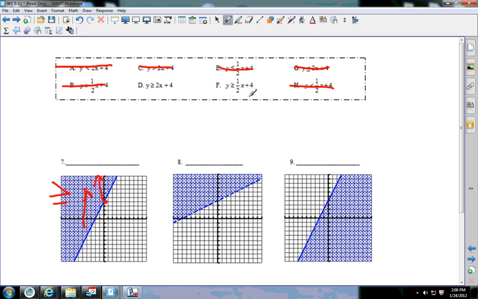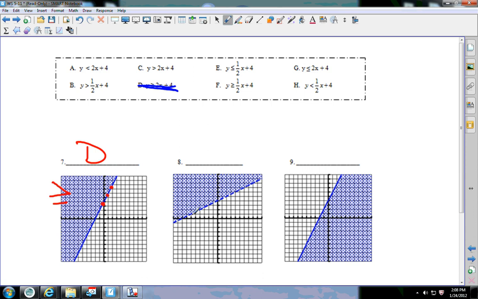Now I have the option between a 2x and a 1/2 x. Well, 2x means up 2 and to the right 1. So let's start at the y-intercept. If I go up 2 to the right 1, up 2 to the right 1, sure enough, my answer to this one should be D. Let me erase all these. Now I can cross off D because I've already used it.